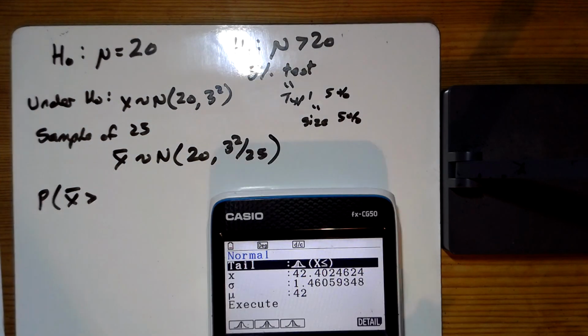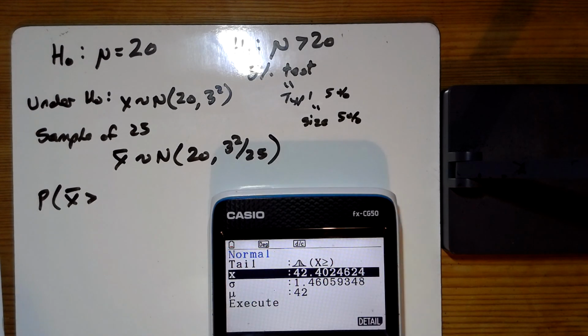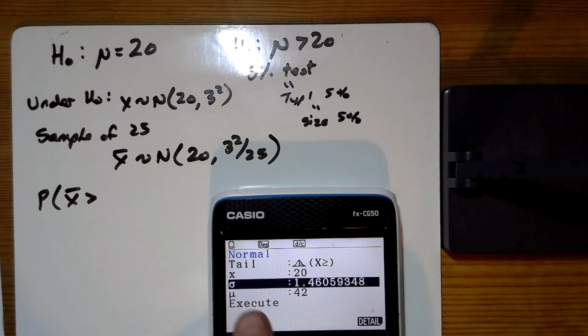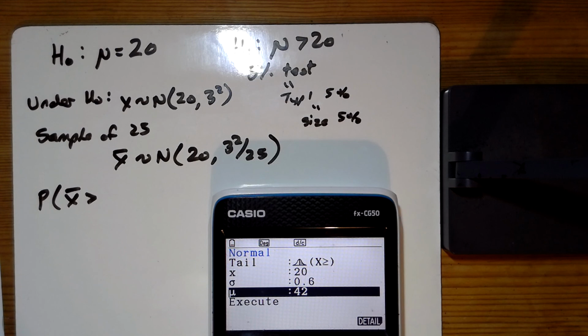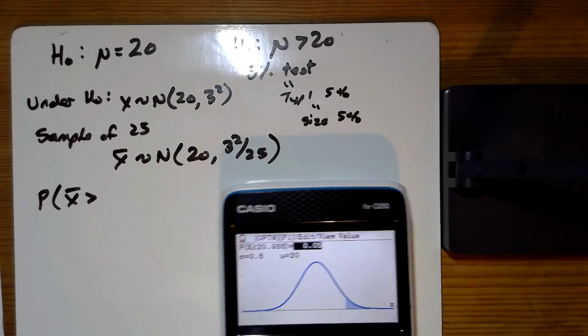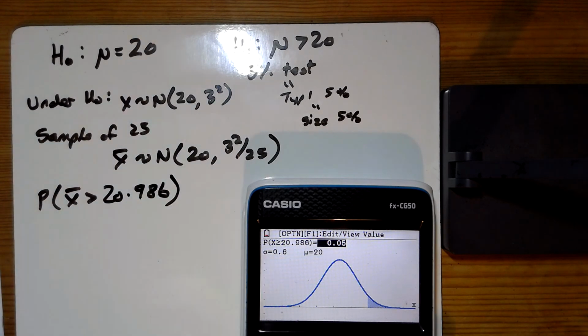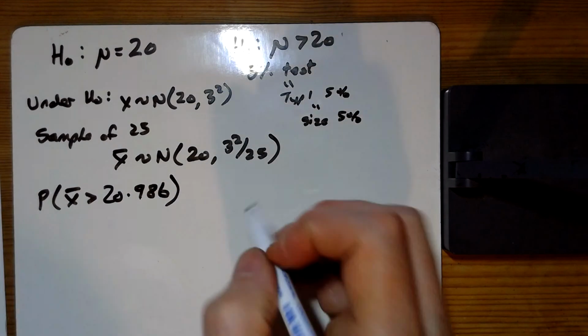Let's find out. So normal distribution, greater than, I'm starting at 20. What's my standard deviation? The standard deviation is 3 divided by the square root of 25, clearly 0.6, and our mean is 20. That should give 0.5. It does, everything's working. We don't want this, we want to be 5% bigger than that. 5% there gives us 20.986. 20.986 is my critical value.